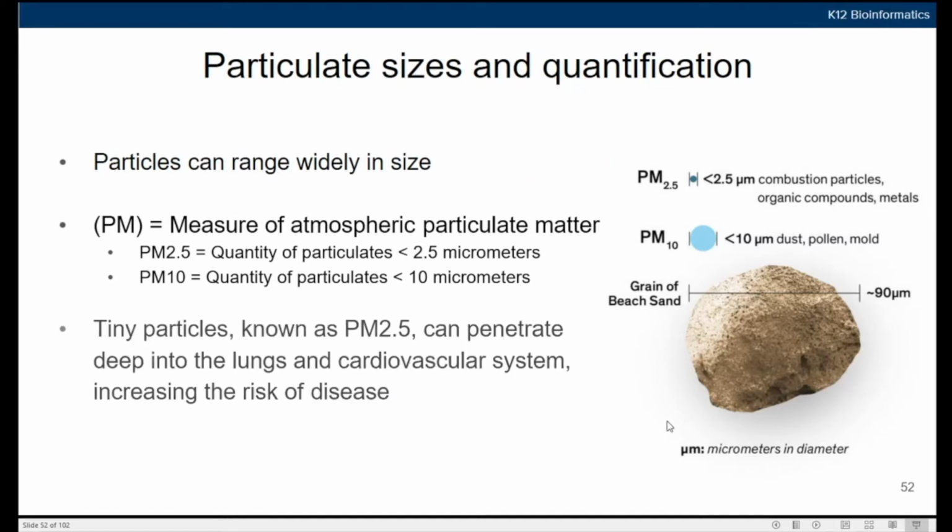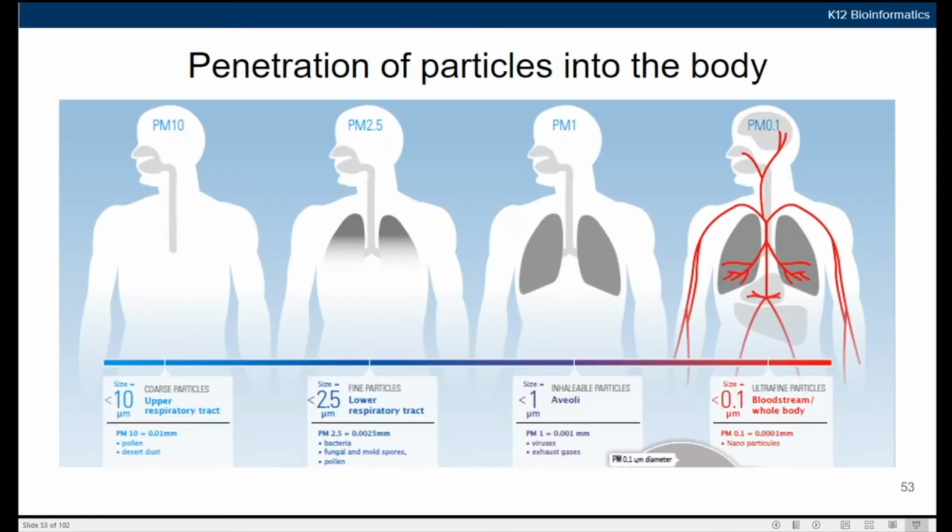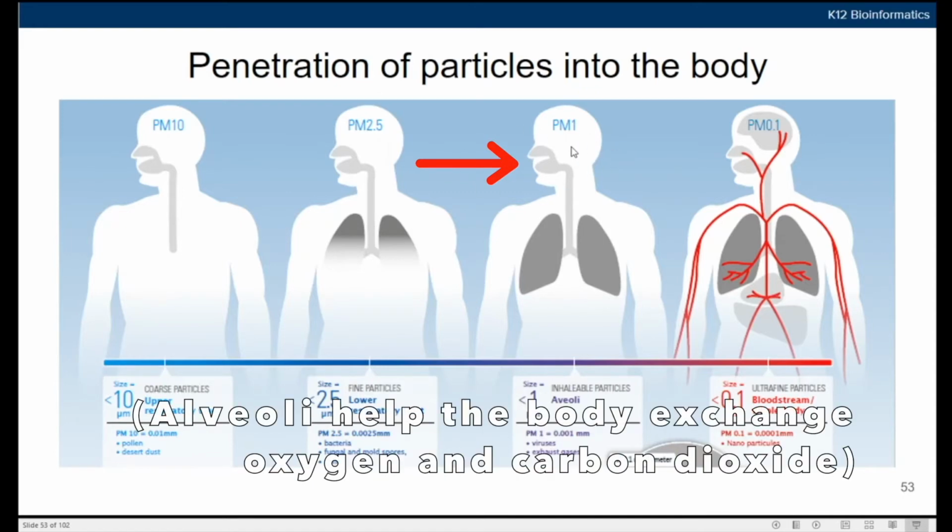Tiny particles at the scale of PM 2.5 can penetrate deep into the lungs and cardiovascular system, increasing the risk of disease. This figure illustrates the penetration of differently sized particles into the human body. Larger particles at the size of PM10 typically only make it into the upper respiratory tract, and thus can typically be expelled easily. Particles at the scale of PM 2.5 can penetrate into the lower respiratory tract. Even smaller particles at the scale of PM1 can infiltrate the alveoli, leading to potentially serious problems.